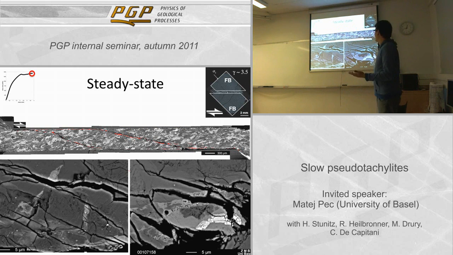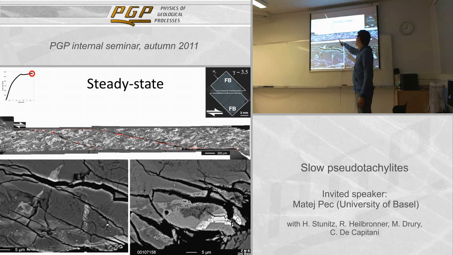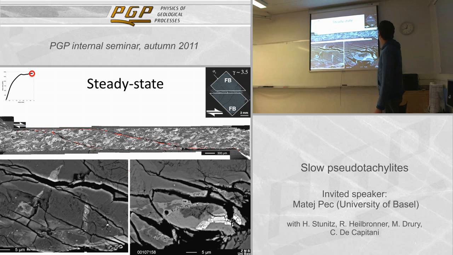And now to finally come to the steady state deformation, which is here at the end of the curve, this would be the whole sample after the deformation. So we see the shear, about gamma 3.5 here. This would be the zone here that we deform. And here is an SEM image of the whole zone.